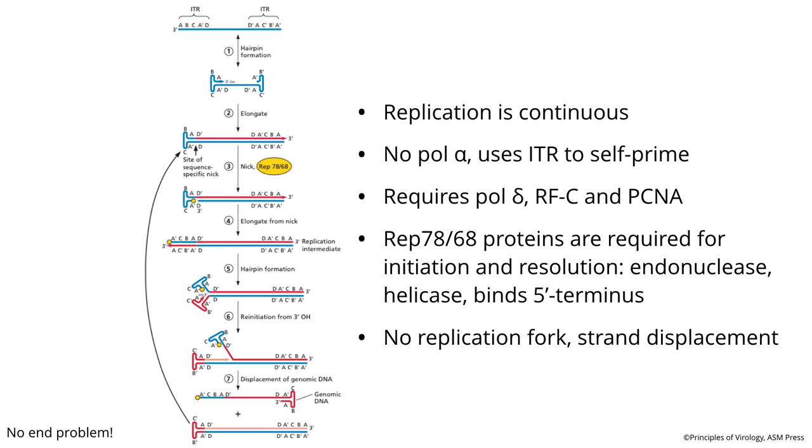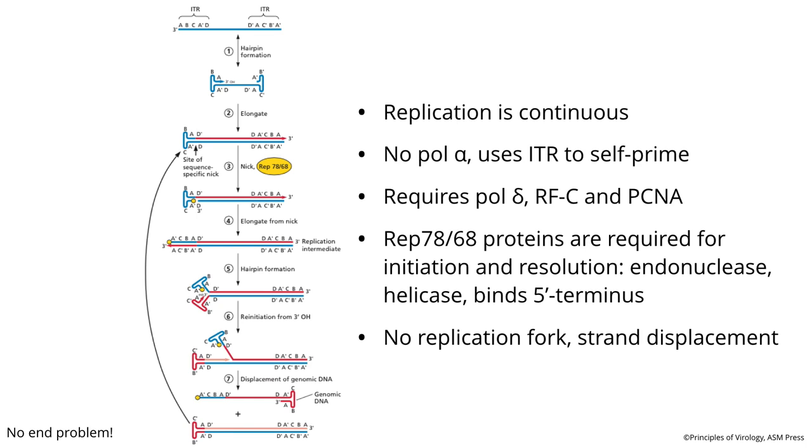So in these viruses, again, replication is continuous. It's not semi-discontinuous or discontinuous. It's continuous. There's no end problem. There's no polymerase alpha because it doesn't have to make RNA primers. That's the polymerase used to make those. It just requires polymerase delta. And the virus encodes 2 proteins called Rep78 and 68. These are needed for initiation and resolution of the products, as you will see. They are endonucleases and helicases, and they bind the 5' end.